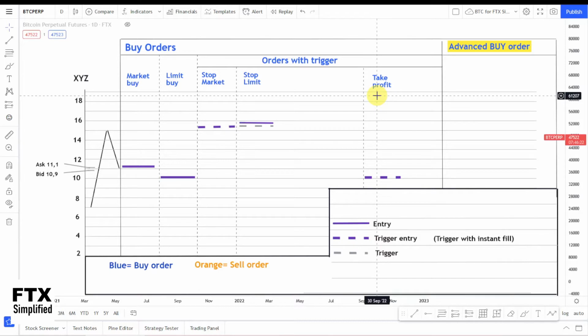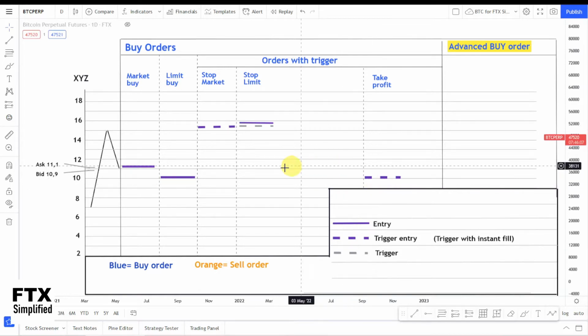And you want to use this order when you want to buy below the current price. So let's say the current price is $11, you would like to buy at 10. And it's a dotted purple line, which means it's a trigger entry. So when the trigger gets hit, you will enter at the ask price at that moment.